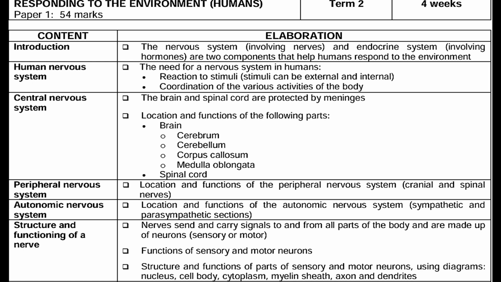The examination guidelines actually give you information about the topic, that is human response to the environment. It's a term 2 topic, and it's going to take about 4 weeks to cover it fully. It is part of the paper 1 content, and it contributes 54 marks to the entire paper 1 question. The entire question paper is 150 marks in total, and out of it, more than one third of it is about human response to the environment. So that should let you know how important the topic is.